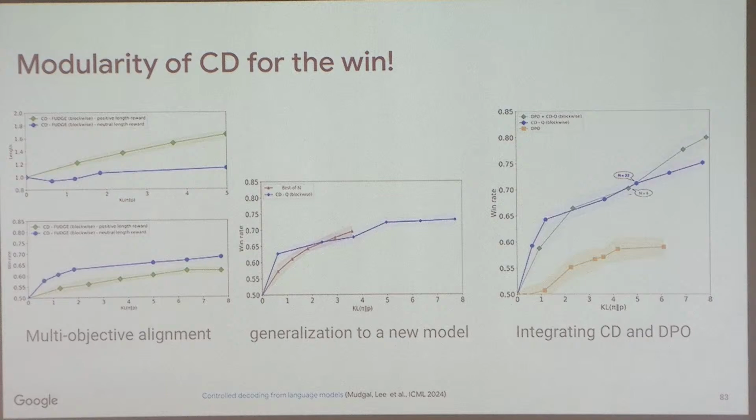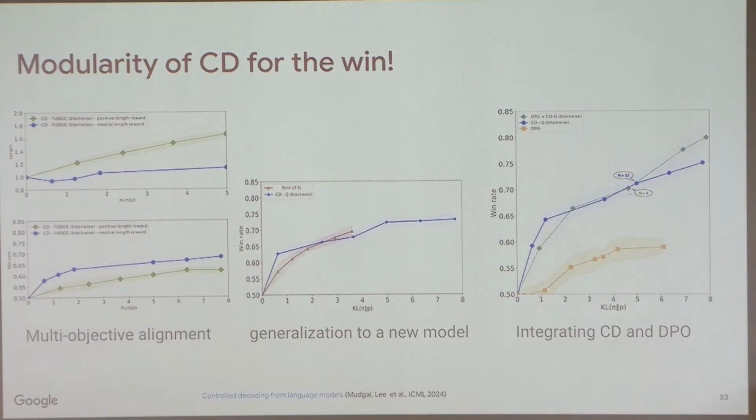You can also use it with this control decoding and DPO. I think this is not really visible, but you can get 1 to 2 orders of magnitude improvement in terms of the n that you need for the same trade-off point that you would get with best of n. Here, this is not even best of n, this is CD itself. And when you combine it with DPO as your base model, you can get to the same trade-off point with an n of 8.